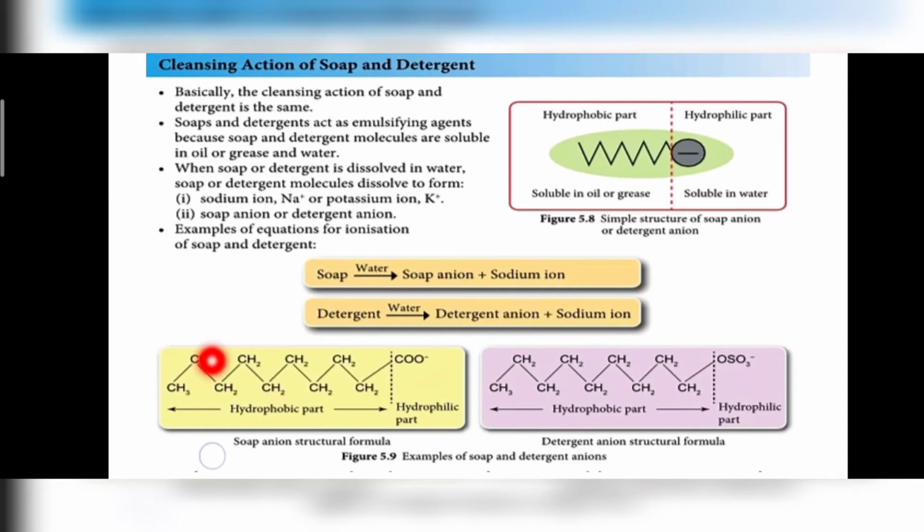Okay, example this one, soap anion structural formula. Kita bahagi dia kepada dua part, satu hydrophilic part, satu lagi hydrophobic part. So yang hydrophilic part ini soluble in water dan yang hydrophobic part ini soluble in oil atau grease. Begitu juga dengan detergent punya anion. Bahagi kepada dua, hydrophilic dengan hydrophobic part. Hydrophilic part dia soluble in water, hydrophobic part dia soluble in oil or grease.